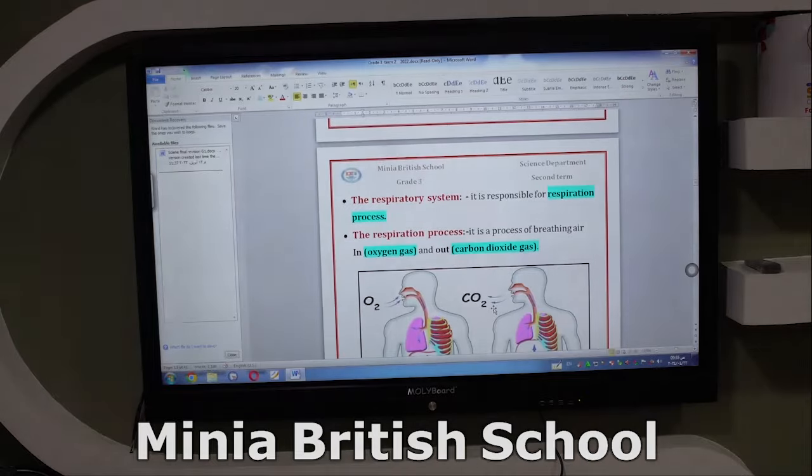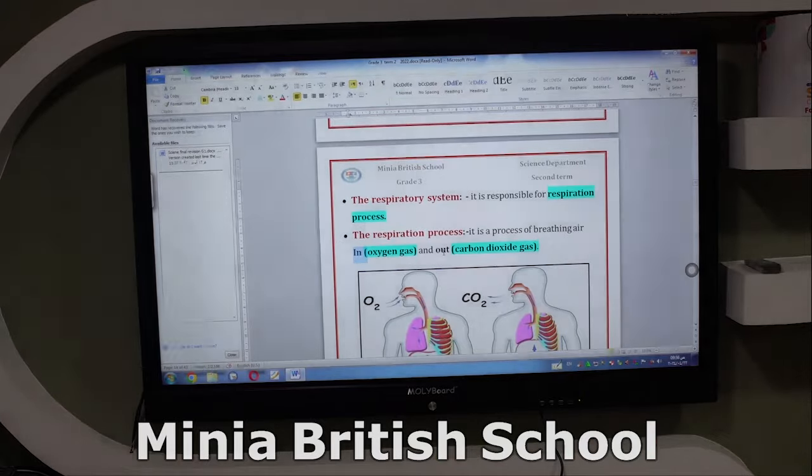The respiratory system is responsible for the respiration process. Don't forget this expression, respiration process. What is the meaning of respiration process? It means breathing air in and out. And when we breathe in, oxygen gas will enter our body. Don't forget, breathe in, oxygen gas will enter your body.